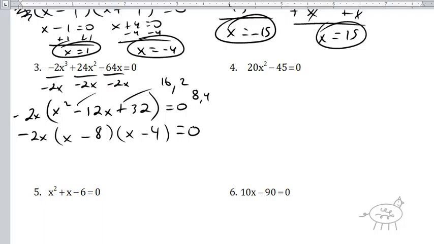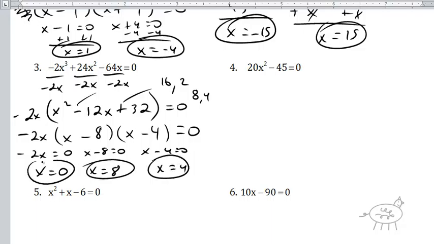Okay, now how many answers am I going to have for this? I am going to have 3. So x is 0, x is 8, and x is 4. Okay, not bad, not bad.